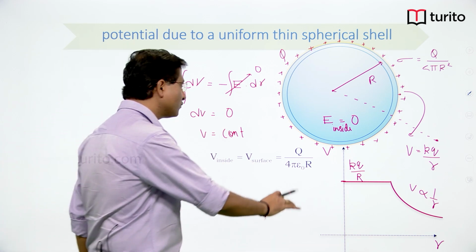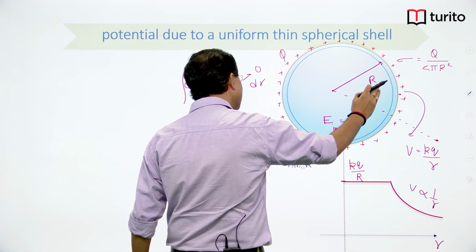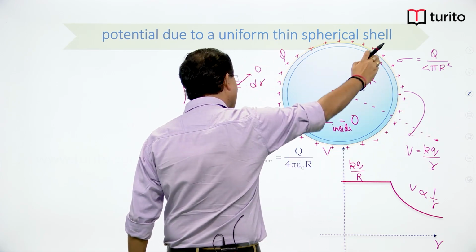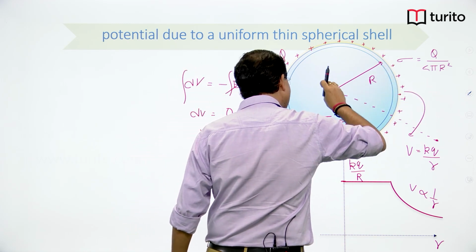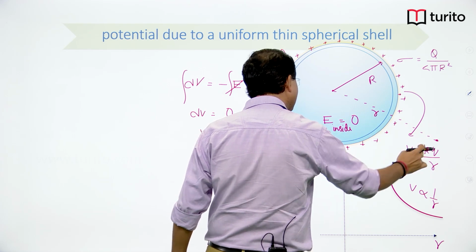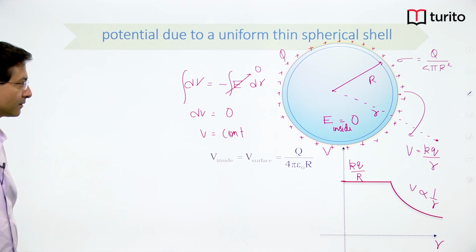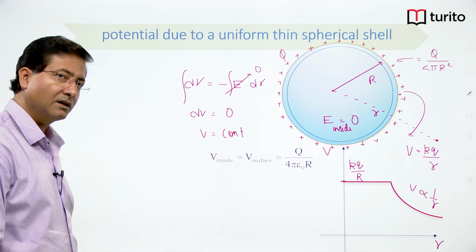So, as there is no field present inside, potential everywhere will be same, and when you cross this one, then you can assume whole charge is concentrated at center, and from center to distance r, what is the potential you can directly write from the point charge result, kq divided by r, right. So, thin shell is clear.